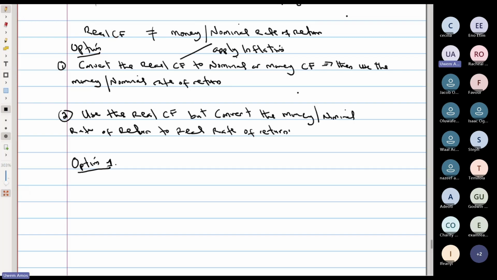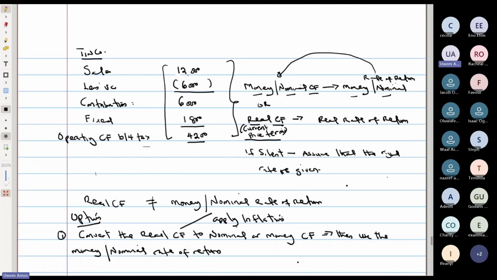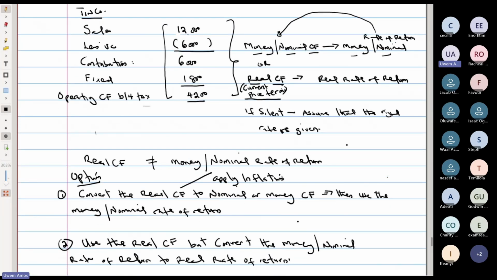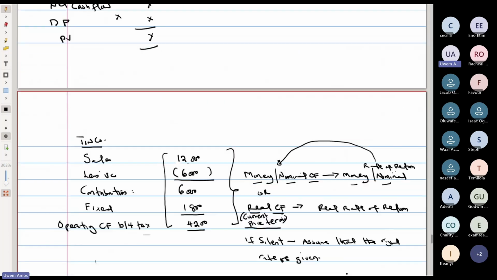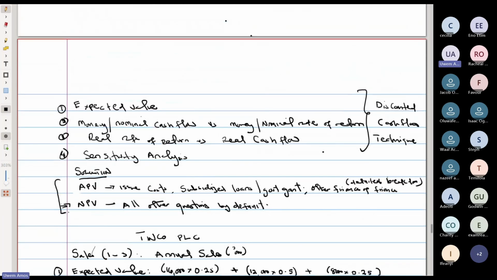What is our option 1? The values we're given are in real price terms. So we convert it to money cash flow. And how do we convert it to money cash flow? By applying inflation. So let's apply inflation. But first, let's bring out the years. The project is year 1, 2, 3, 4, 5, therefore 5 years. We explained that the operating cash flow is 4.2 at the beginning of the project. So we need to apply inflation to convert it to money cash flow. Let's go to our question and see what the inflation is so that we can apply it right away.